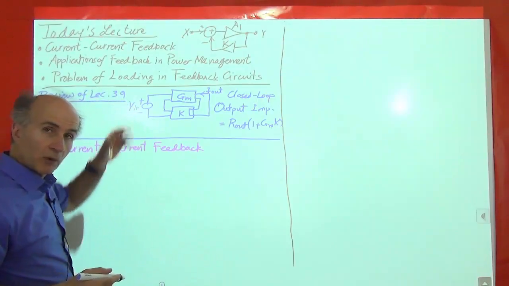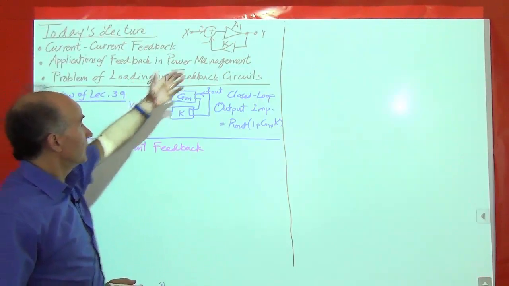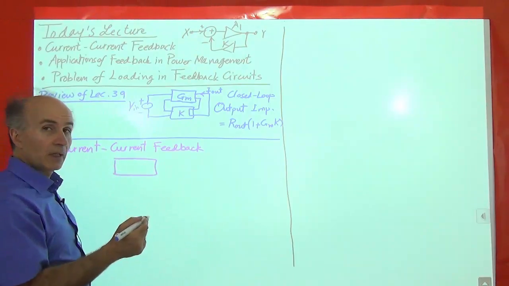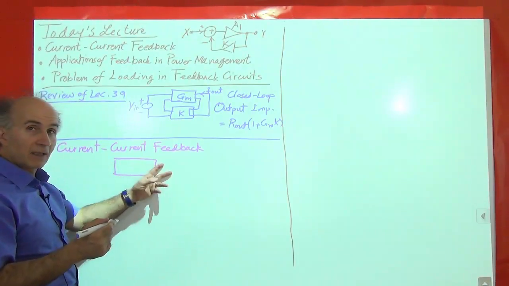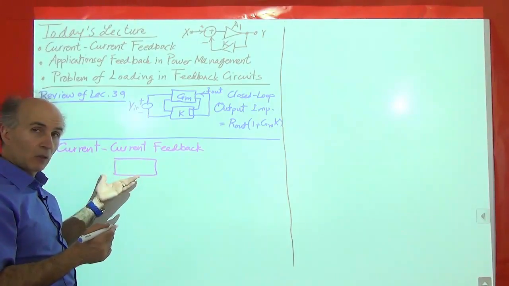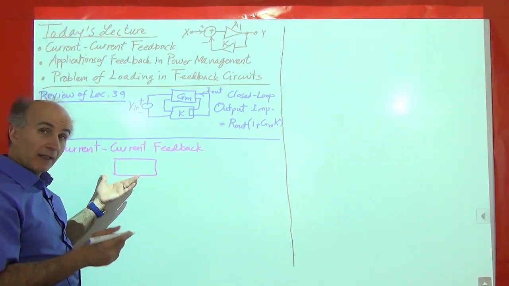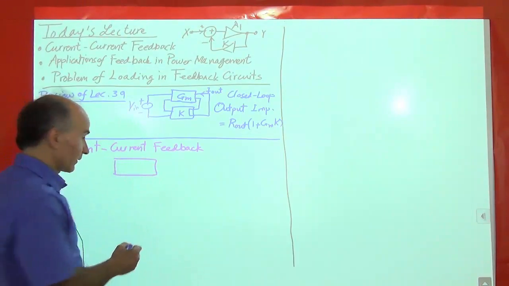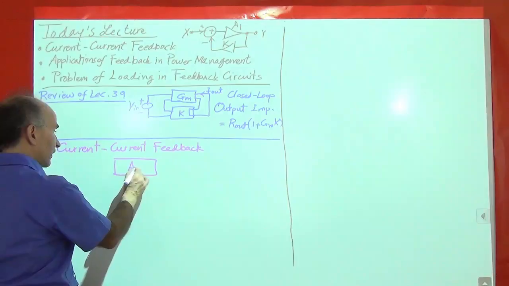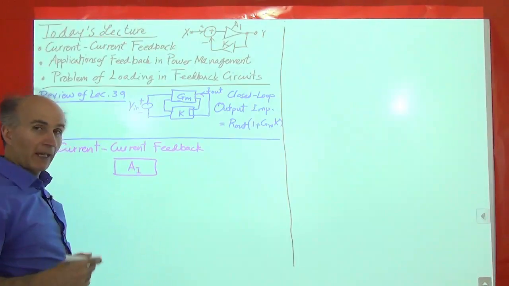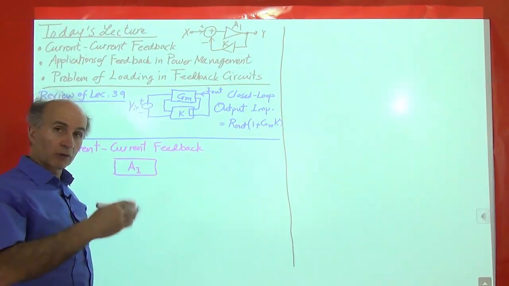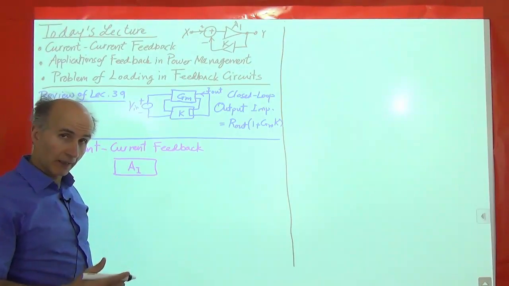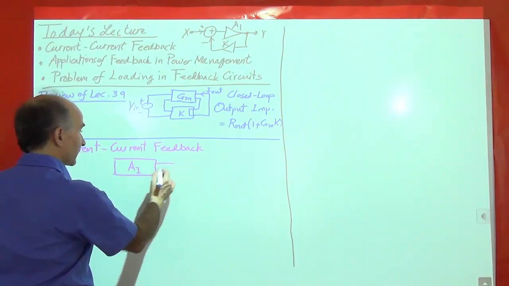As usual, we draw the 2 systems, A1 and K. So here's A1. We're trying to sense a current and return a current. So the open loop amplifier itself is a current amplifier. It receives a current and generates a current. So the current gain of that amplifier will be called AI. Like for voltage amplifiers, we called it AV. Here we call it AI.